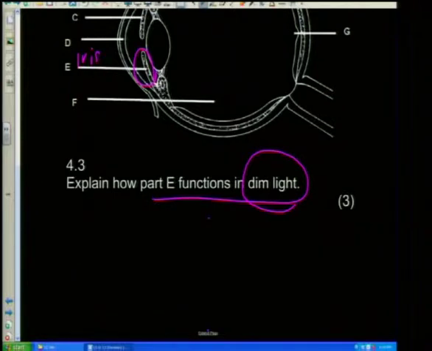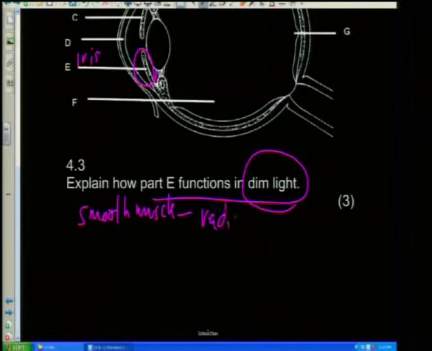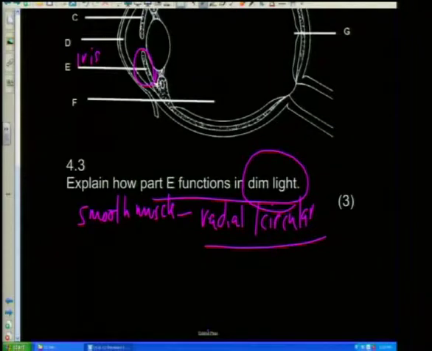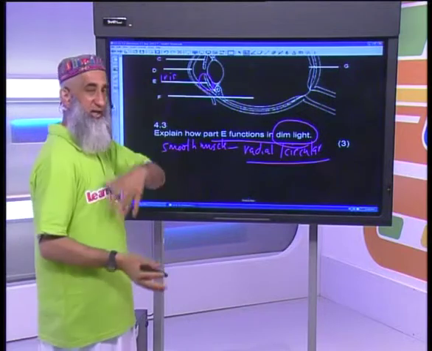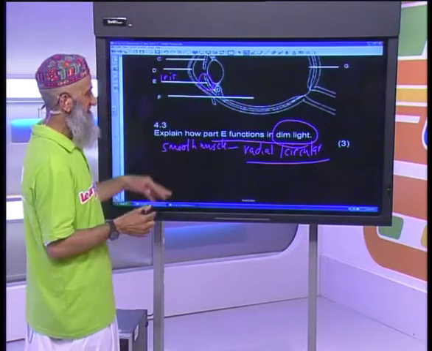The iris is made up of smooth muscle, that is radial and circular muscles. These muscles are antagonistic. If the one contracts, the other one relaxes. When the other one contracts, this one relaxes, and so on.